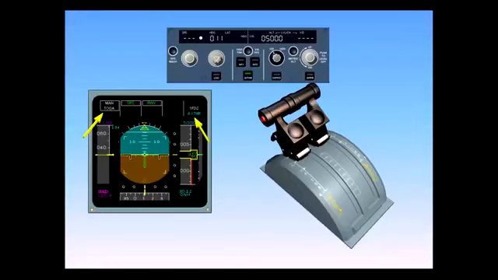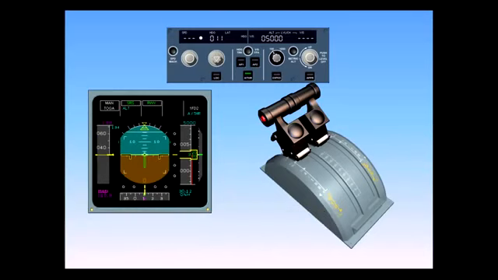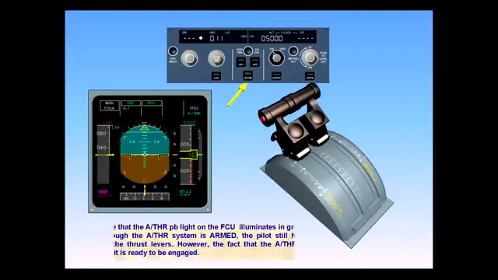Remember that autothrottle engagement range is from just above idle to climb, and up to max continuous on one engine. Also note that the autothrottle push-button light on the flight control unit illuminates in green. Even though the autothrottle system is armed, the pilot still has manual control of the thrust levers. However, the fact that the autothrottle is armed means that it is ready to be engaged.